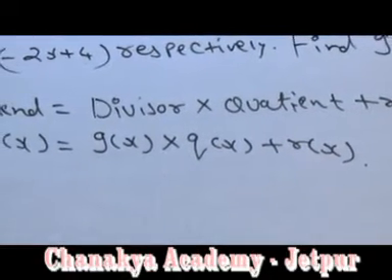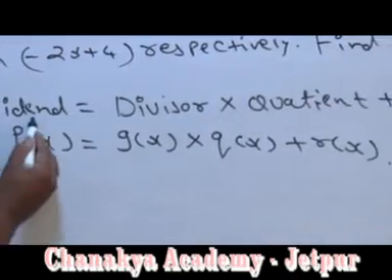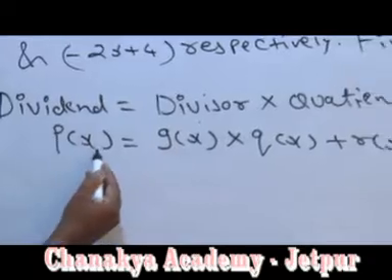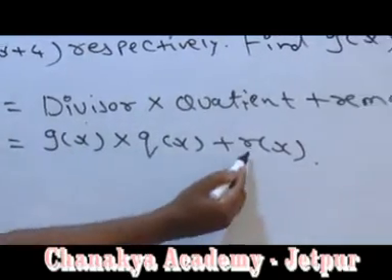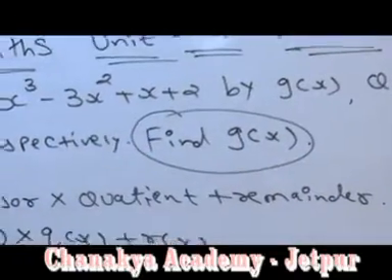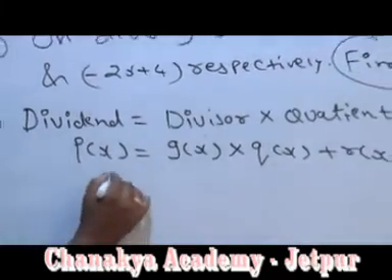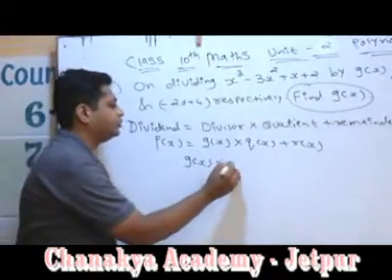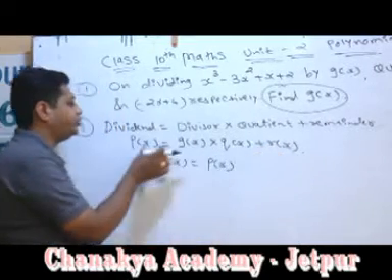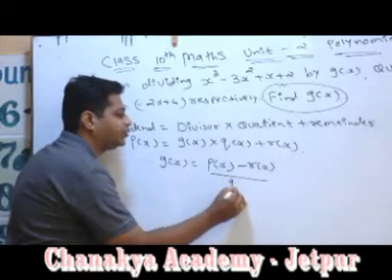Okay, again students, this is one of the important steps to be remembered, one of the important formulas of chapter polynomial. Dividend equal to divisor into quotient plus remainder. Symbolically it is written as p of x equal to g of x into q of x plus r of x. Students, here we have to find g of x. Therefore, the expression should be in the form of g of x. Therefore, g of x equal to p of x minus r of x, since we have moved r of x to the LHS, and should be divided by q of x.